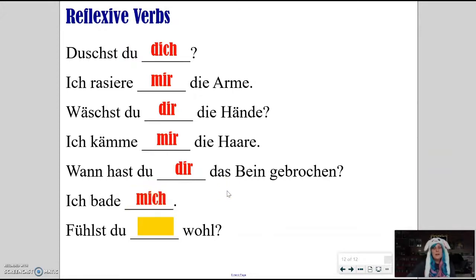Ich bade mich. I bathe myself. So there's no object here as a direct object. So you, ich, are both the subject and the reflexive pronoun direct object. So ich bade mich. Und fühlst du dich wohl? Do you feel well? There is no object here. So du and dich are both the subject and the direct object. Fühlst du dich wohl? So hopefully those examples helped to bring everything into focus here.